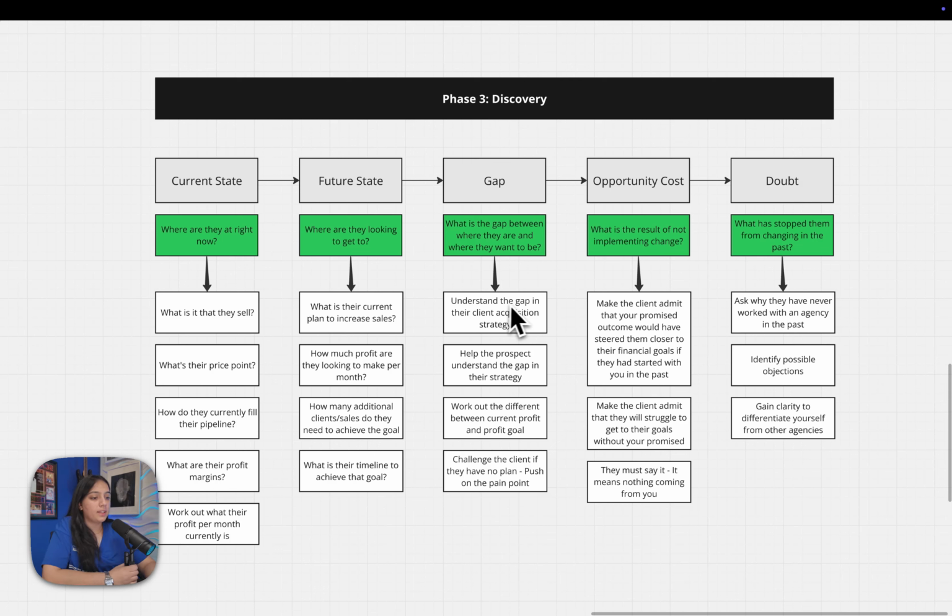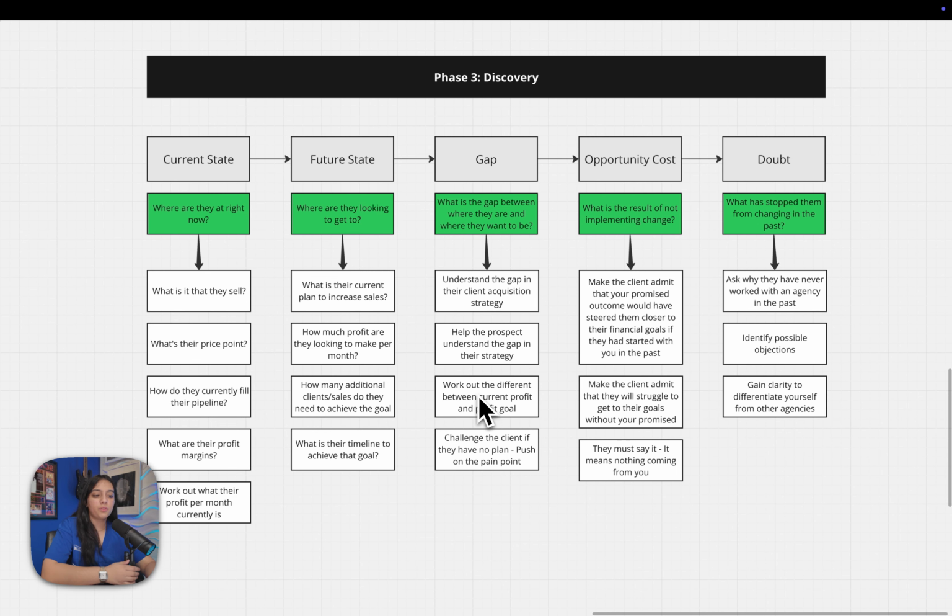So you would understand the gap in their client acquisition strategy, and help the prospect understand the gap in their strategy. Then you work out the difference between their current profit and their profit goal, and challenge the client if they have no plan. Moving on to opportunity cost.